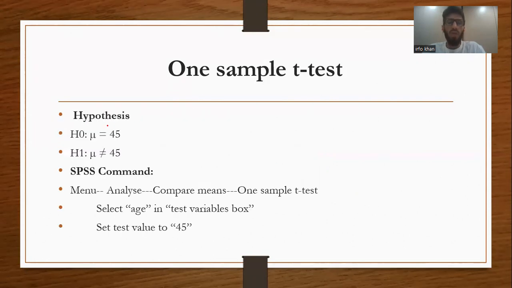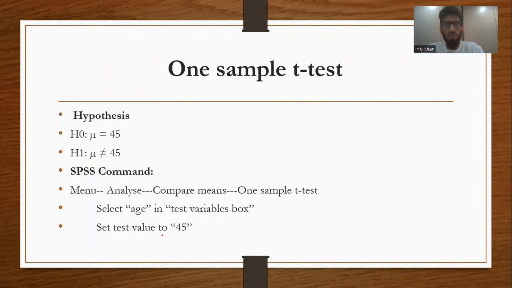Now our hypothesis is that the sample mean is equal to 45, versus the sample mean is not equal to 45. The population mean is equal to 45, versus the population mean is not equal to 45. Now this is the command when you do the one sample t-test in SPSS. You have to come to Analyze, then Compare Means, One-Sample T Test, select this, select age in the test variable box, and set the test value to 45.